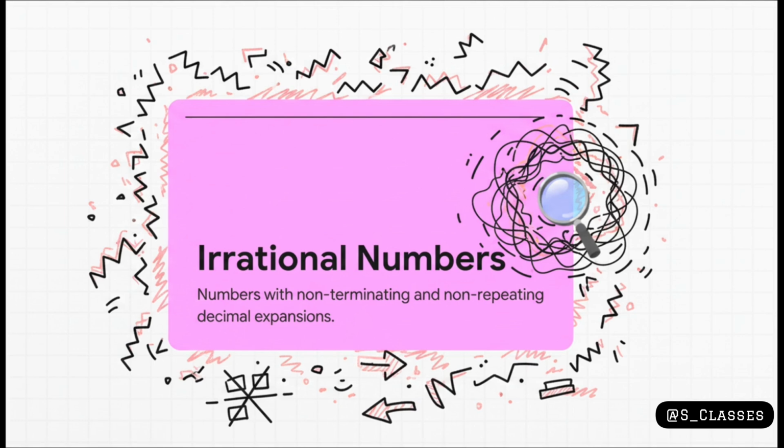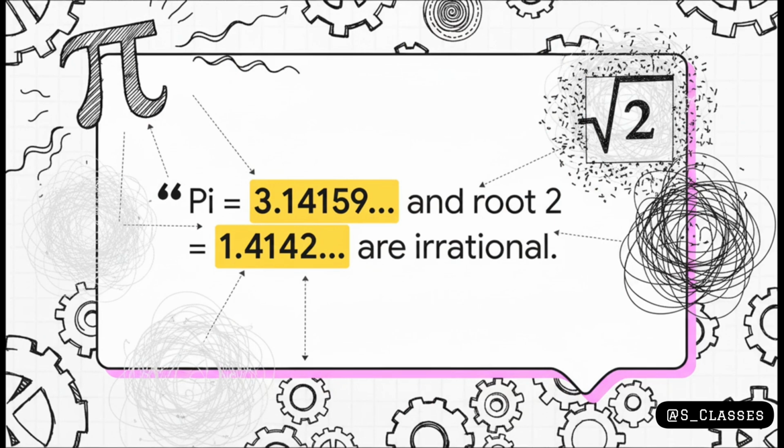To be part of this rebel group, a number has to meet two strict conditions. First, its decimal expansion has to be non-terminating. That means it literally goes on to infinity. It never stops. Second, it has to be non-repeating. No patterns, no fixed loops. These numbers absolutely refuse to be squeezed into a clean p over q fraction. They are 100% unpredictable. I mean, just look at the sheer visual chaos here.